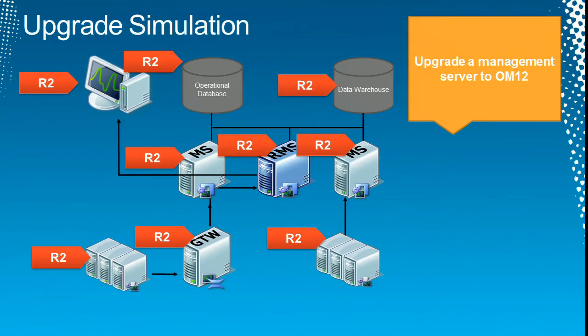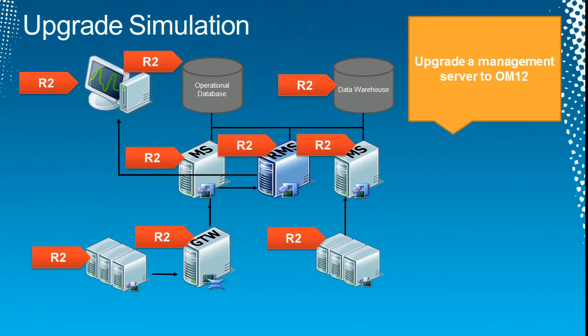Just to level set, if you remember in R2, you actually started at your root management server, upgrading that first, which upgrades your operational DB. Then you move through doing all your secondary management servers, gateways, and then finally you upgrade your agents as one of the last steps. This is a very different process.